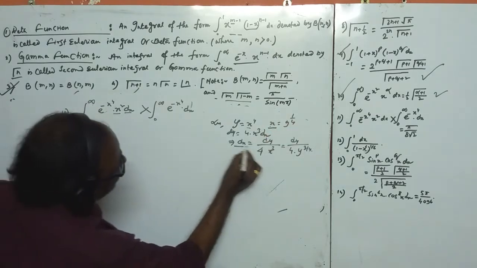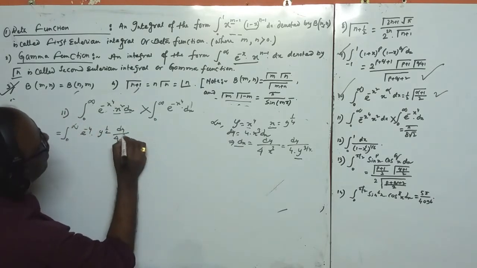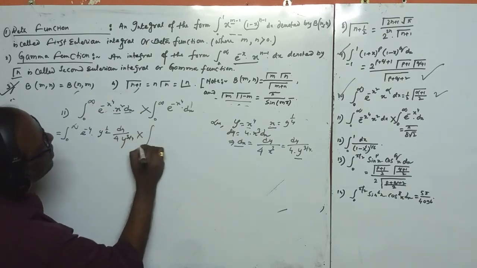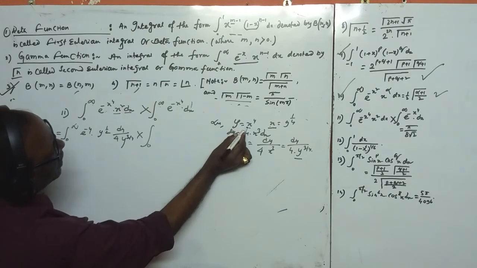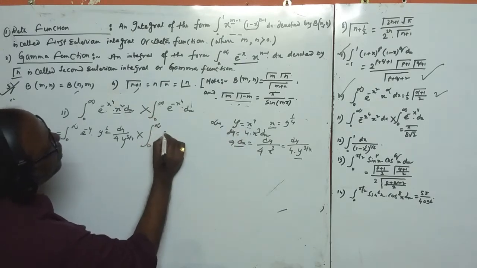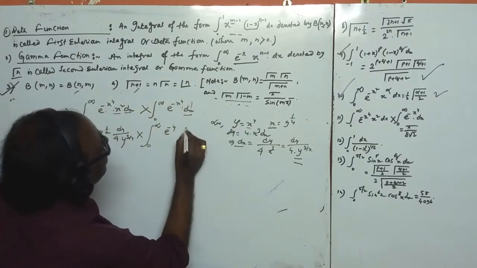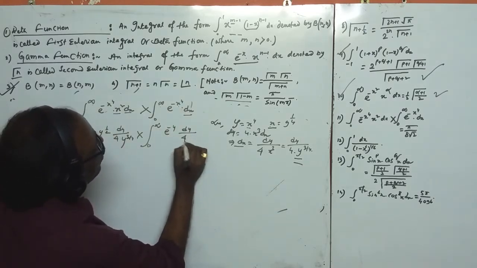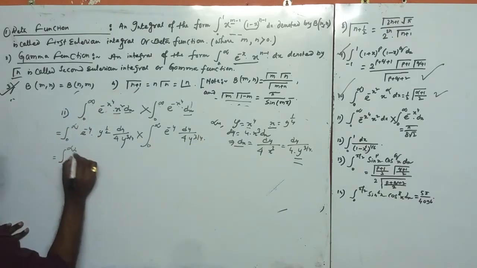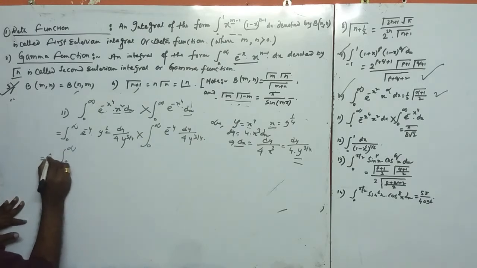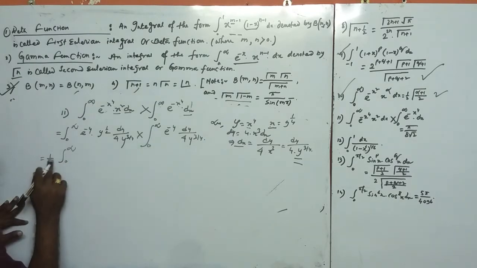And dx is dy by 4 into y to the power 3 by 4. Again, if x is 0 then y is 0, and if x is infinity then y is infinity also. So we have e to the power minus y, and dx means dy by 4y to the power 3 by 4. Now 0 to infinity, that is 1 by 4 and 4, that is 16, so 1 by 16.